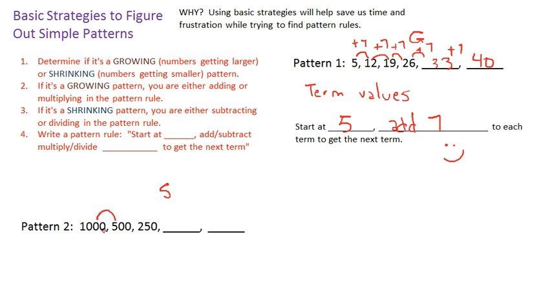So 1,000 to 500, let's try dividing it. 1,000 divided by something equals 500. Well, it's divided by 2, it's half. Let's try that again, see if it works. 500 divided by 2, it does equal 250. So let's divide by 2 again, 125, and divide by 2 again, which actually gives us the decimal, 62.5. So I feel pretty good about that pattern.